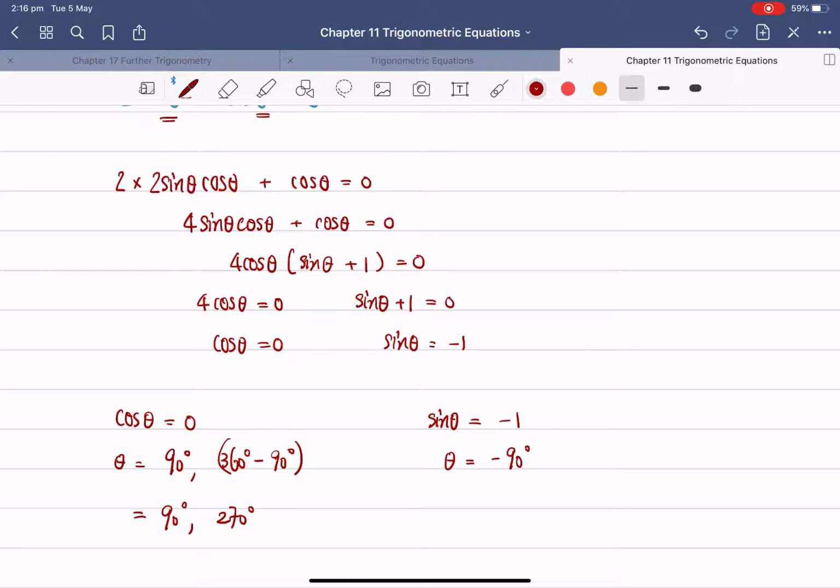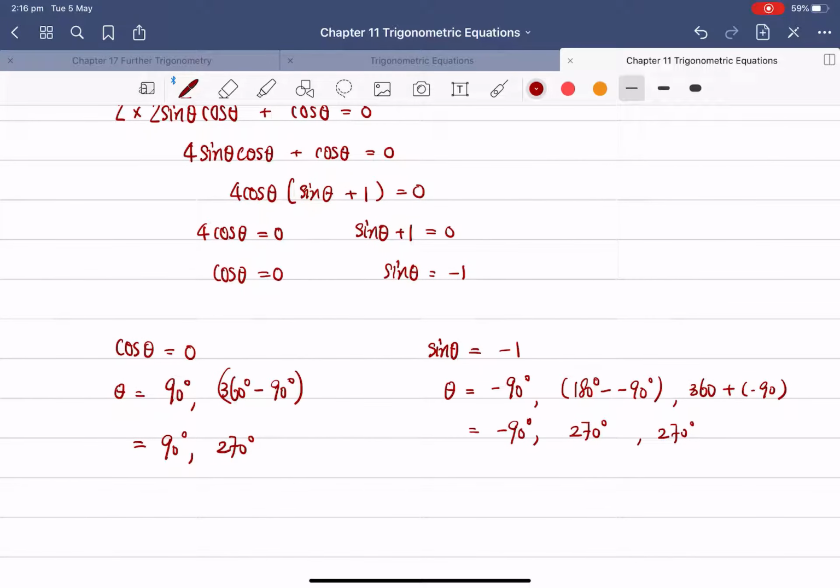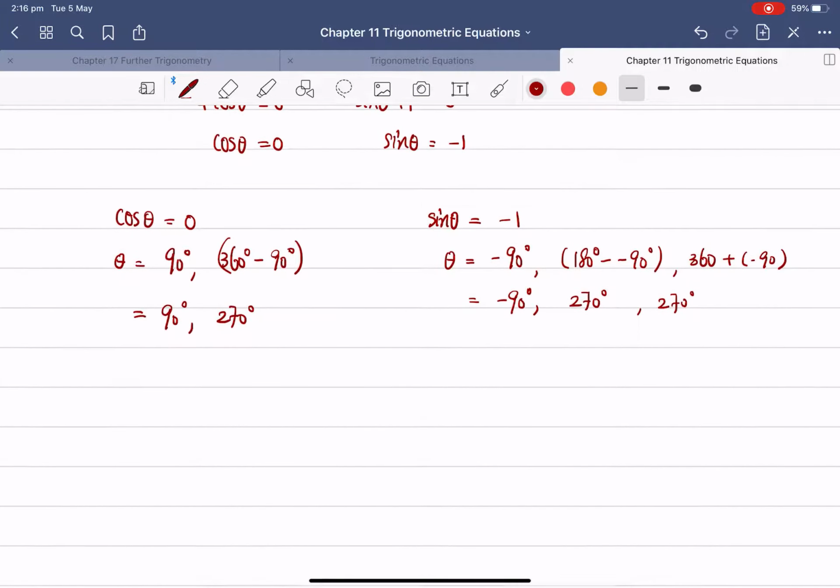Once you get minus 90 degrees, the second angle, again according to all stations to central, is 180 minus the angle you got from the previous one, which is negative 90 degrees. That gives you 270 degrees, which is the same as the previous one. The next one is 360 plus negative 90 degrees, which is again 270. So as you can see, the answer for this question is just 90 and 270 degrees. Theta is 90 and 270, that becomes the answer of this question.